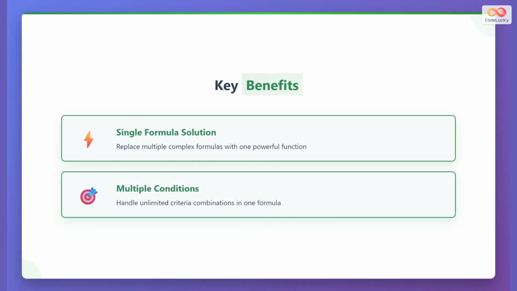Let's explore the key benefits of using SUMPRODUCT. Benefit number 1. Single formula solution. You can replace multiple complex formulas with one powerful function. Benefit number 2. Multiple conditions. You can handle unlimited criteria combinations in one formula.